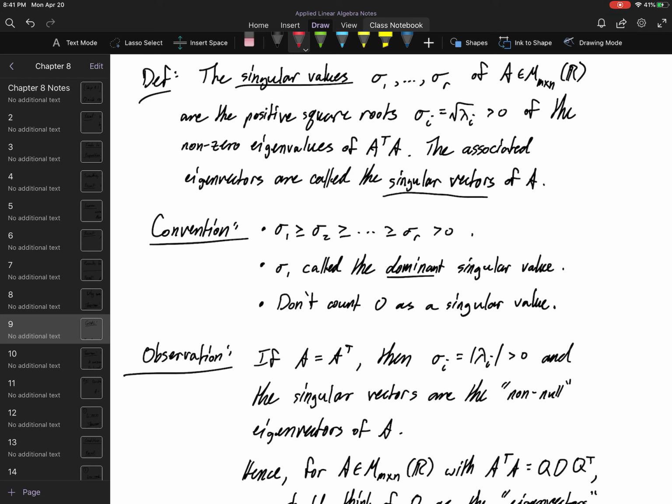Matlab does this, kind of, and I'll show you in a moment when we talk about the example at the end of the video. But we're going to make sure that the singular values are positive numbers. Now, if A happens to be symmetric, then sigma is going to be equal to the absolute value of some eigenvalue.